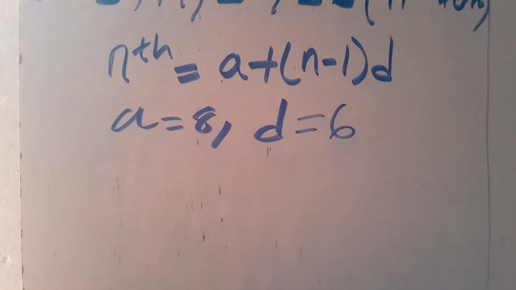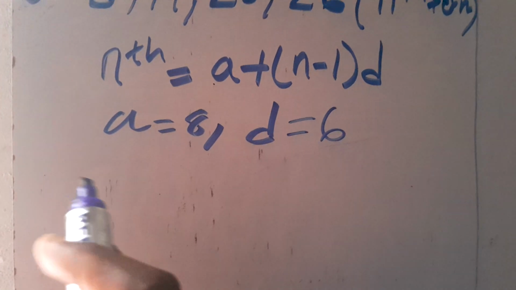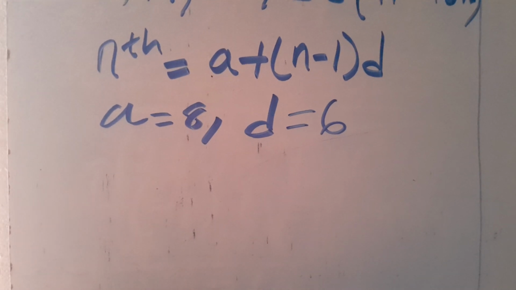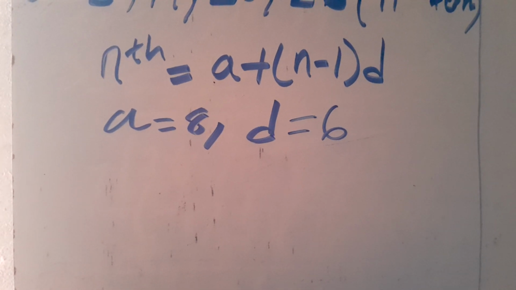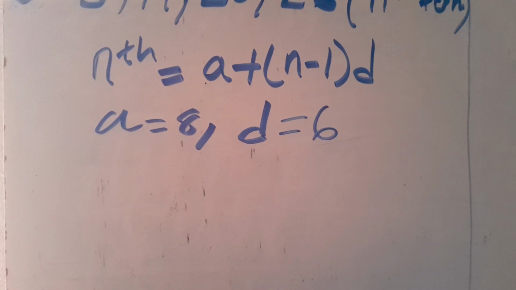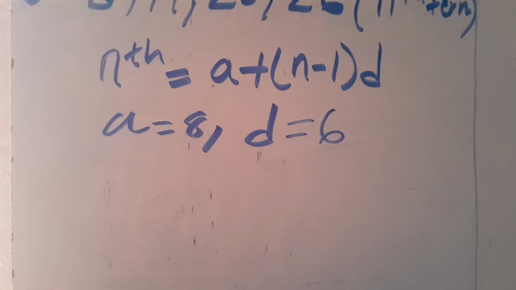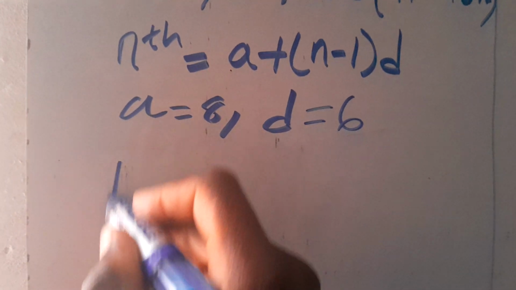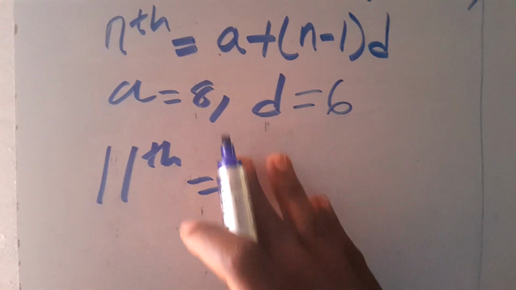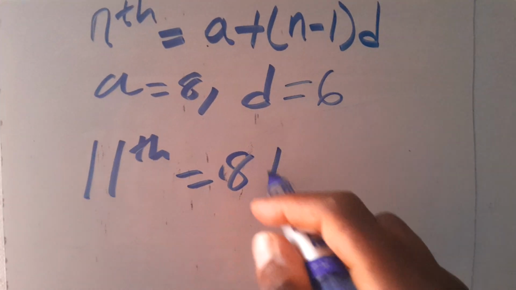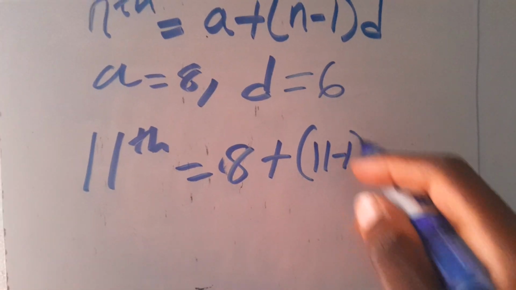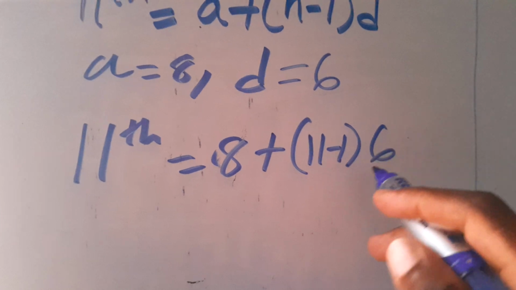We have defined the formula and we have said the nth term can be found by having the first term A plus n minus 1 times D. N is the nth term that we are looking for. In our case, it is the 11th term. Now, we want the 11th term. The 11th term will be A, our A is 8, plus 11 minus 1 times D, which is 6.